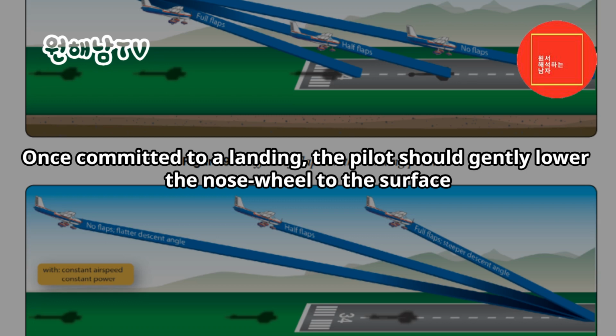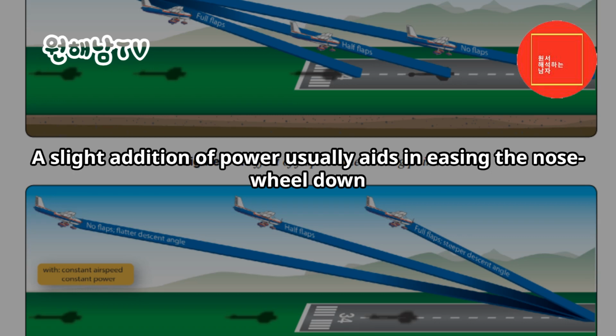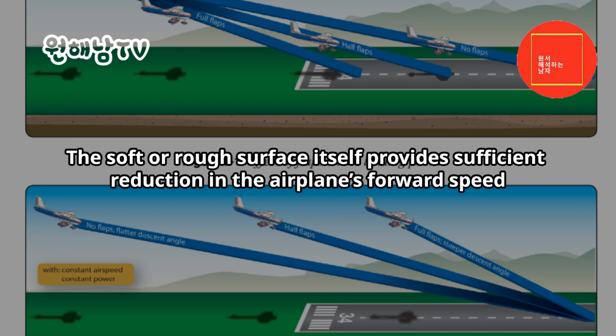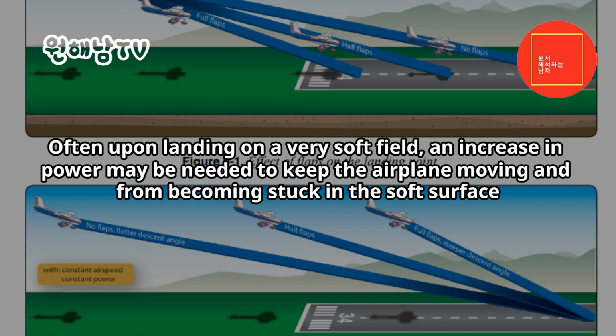Once committed to a landing, the pilot should gently lower the nose wheel to the surface. A slight addition of power usually aids in easing the nose wheel down. The use of brakes on a soft field is not needed and should be avoided, as this may tend to impose a heavy load on the nose gear due to premature or hard contact with the landing surface, causing the nose wheel to dig in. The soft or rough surface itself provides sufficient reduction in the airplane's forward speed. Often upon landing on a very soft field, an increase in power may be needed to keep the airplane moving and from becoming stuck in the soft surface.